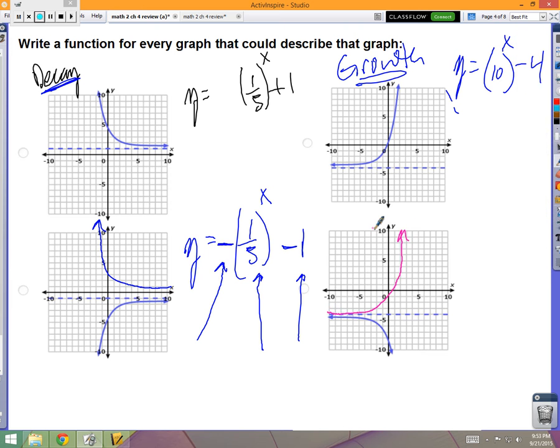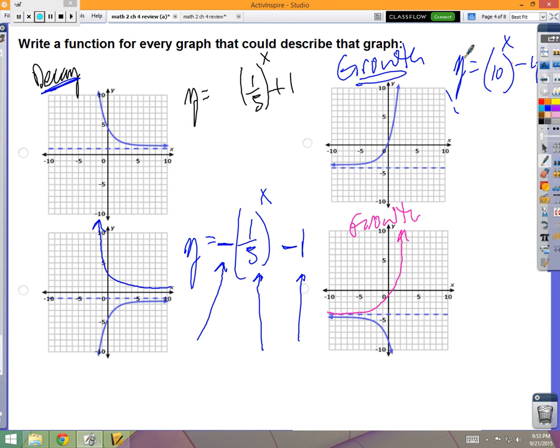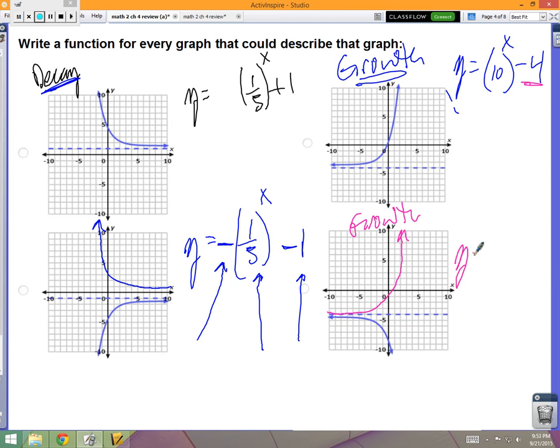Okay, this one is a model of growth, just like the one above it. So I can use that same formula, except I'm going to have to change this part. So if I go y equals 10 to the x, I'm going to keep it at -4 because this line is still at -4. So the 10 means every time I'm timesing by 10, and now I've just got to flip it, so I put a negative out here.